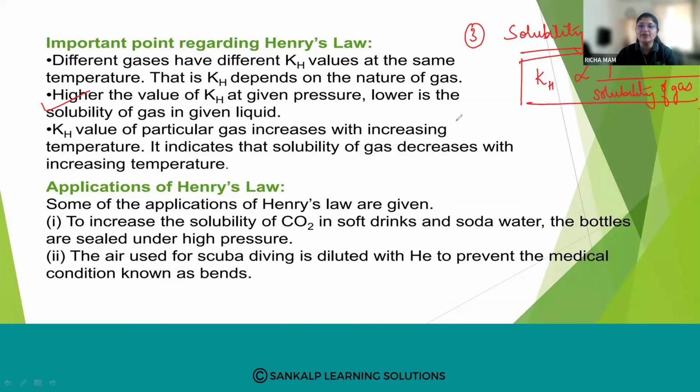So the KH value is directly proportional to temperature; this was the second fact we have seen. And the third one is what? The solubility of a gas is inversely proportional to the KH value. So as the KH value increases, what will happen to solubility? The solubility will decrease. So these are the factors which are affecting Henry's law. Is it clear?